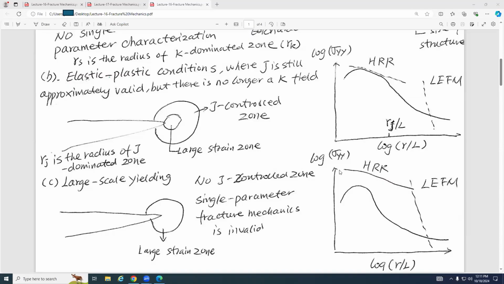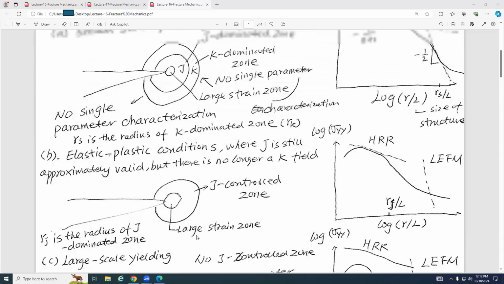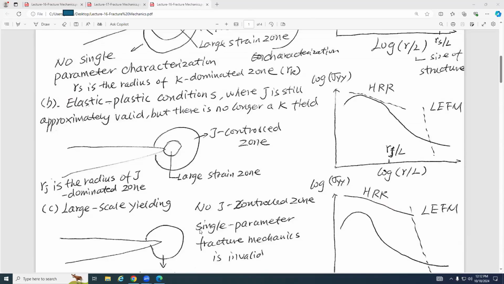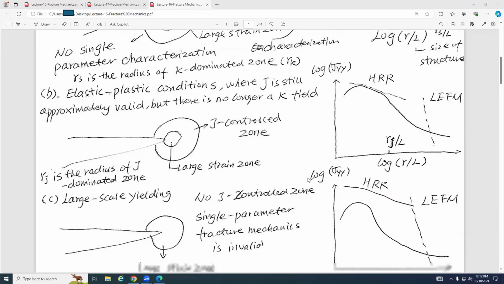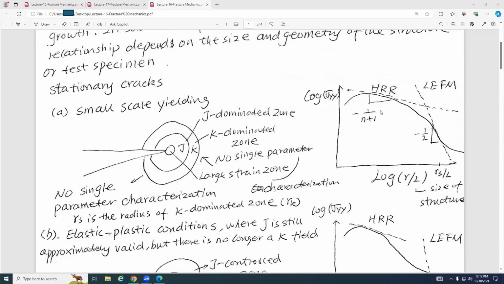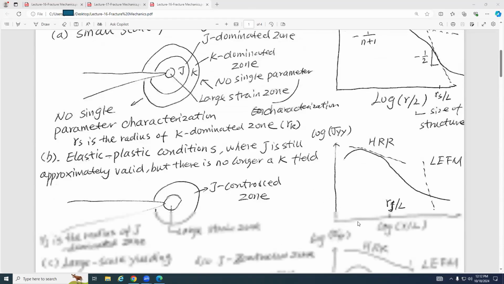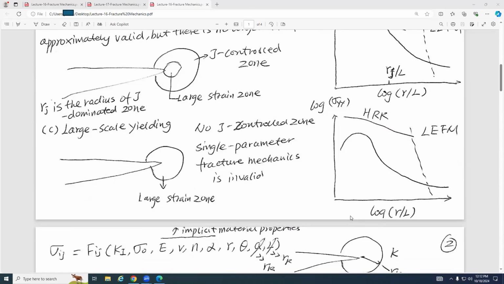You understand, guys? Look at this picture. You can see LEFM fails, HRR fails also. That means you need to use another approach to characterize the crack tip field. Questions regarding these three? My bottom line is that if I give you these three pictures, you should be able to use your own language to interpret all of them. You understand, guys?